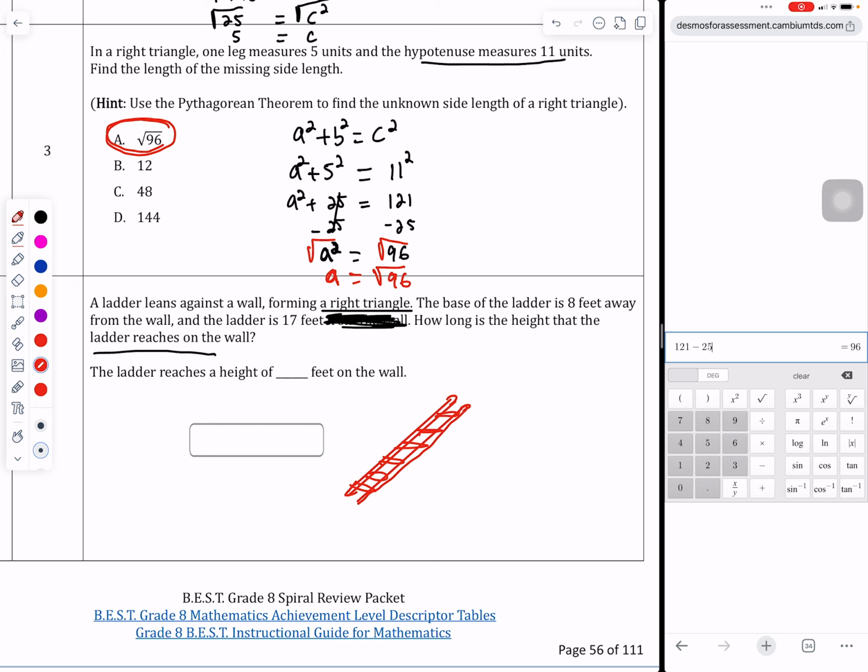About 4 years in art magnet paying off right here. All right, now leaning against the wall. All right.